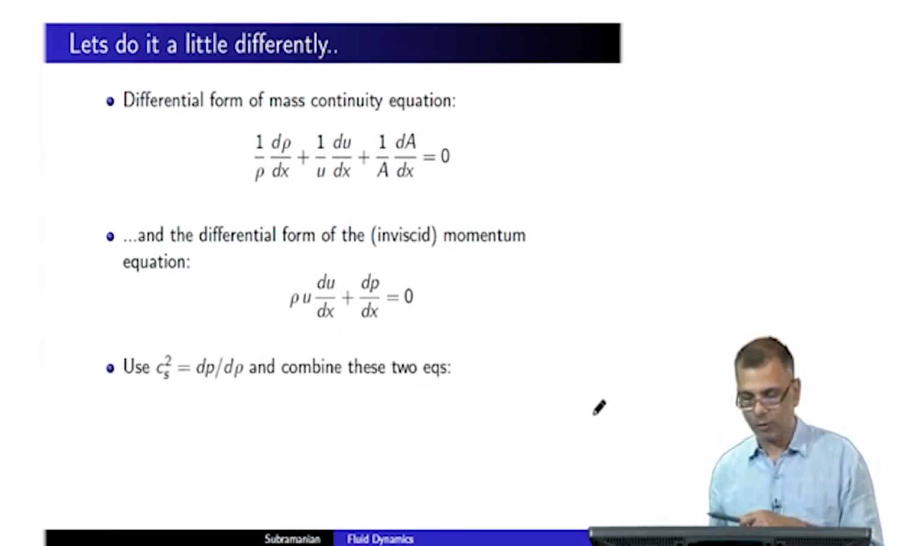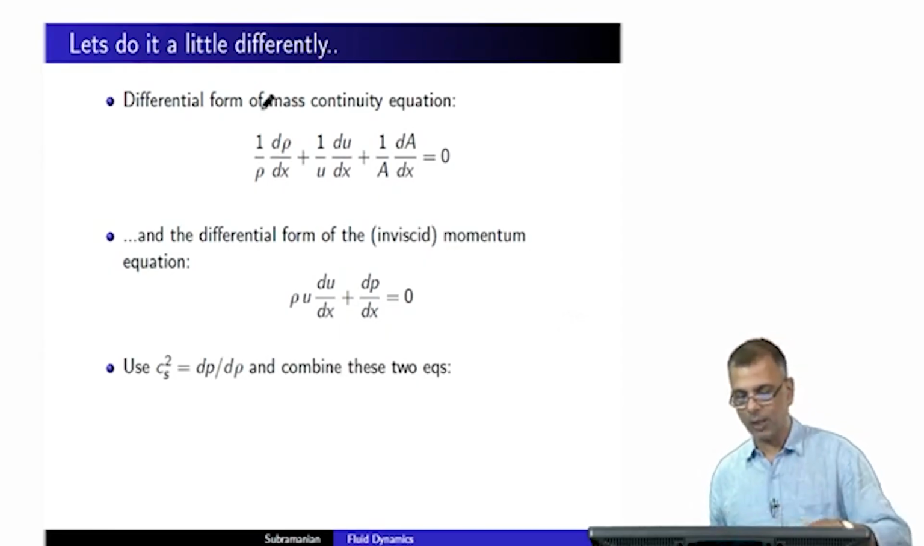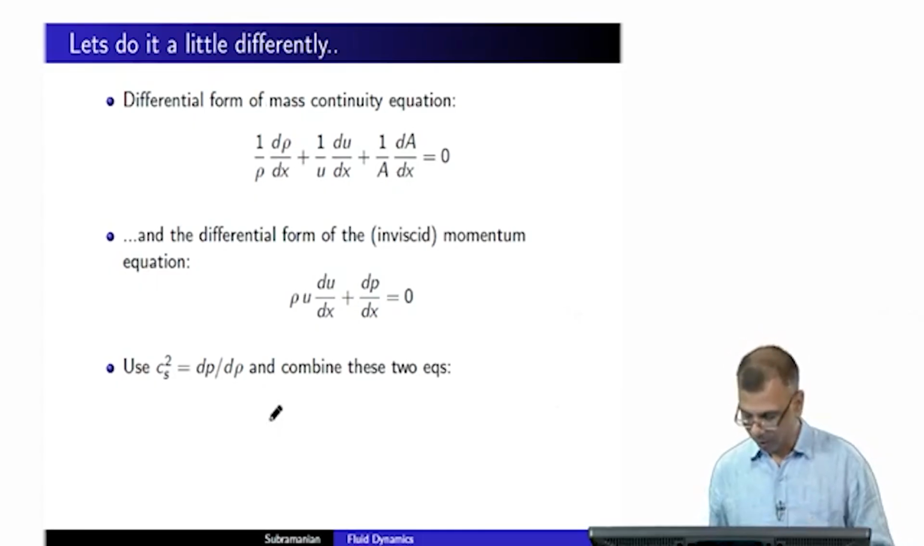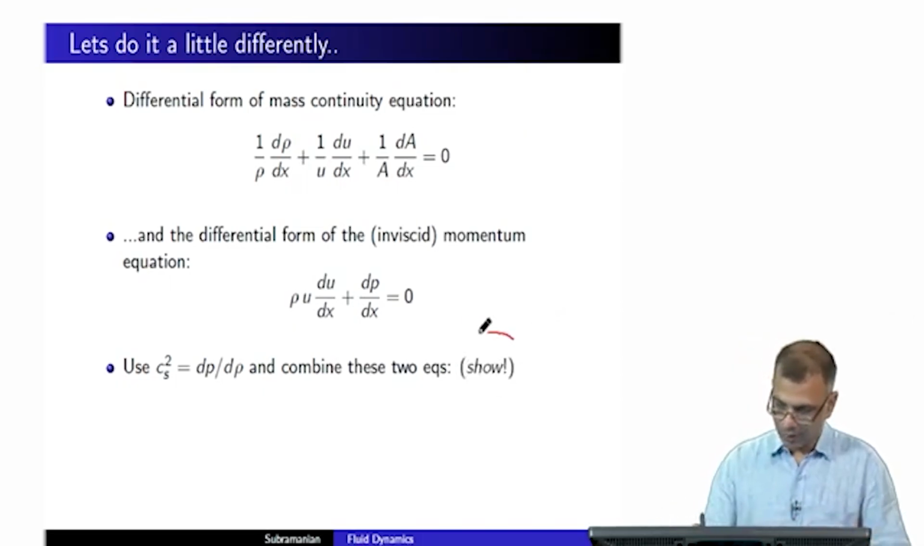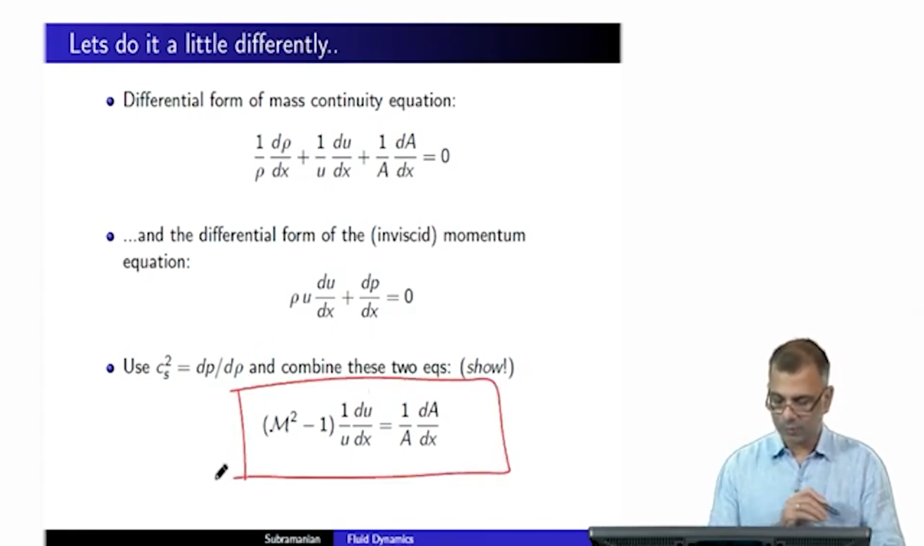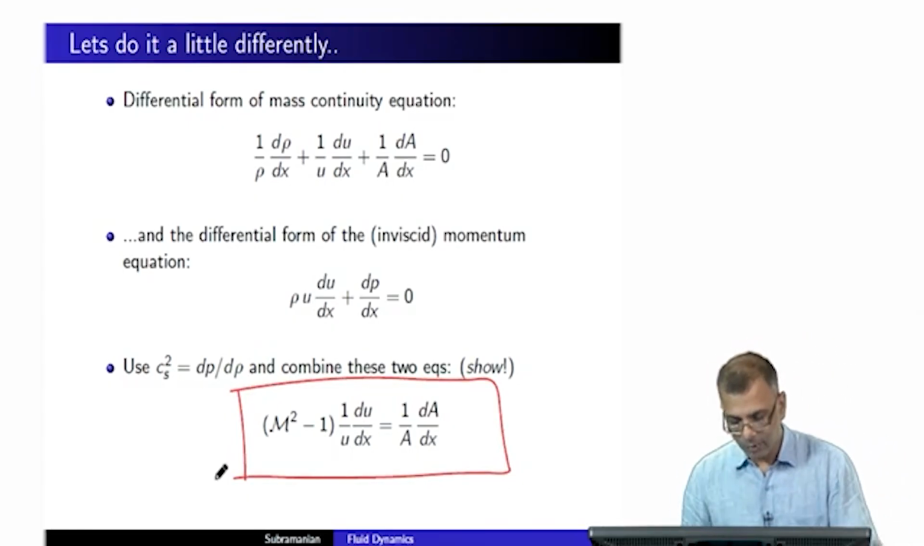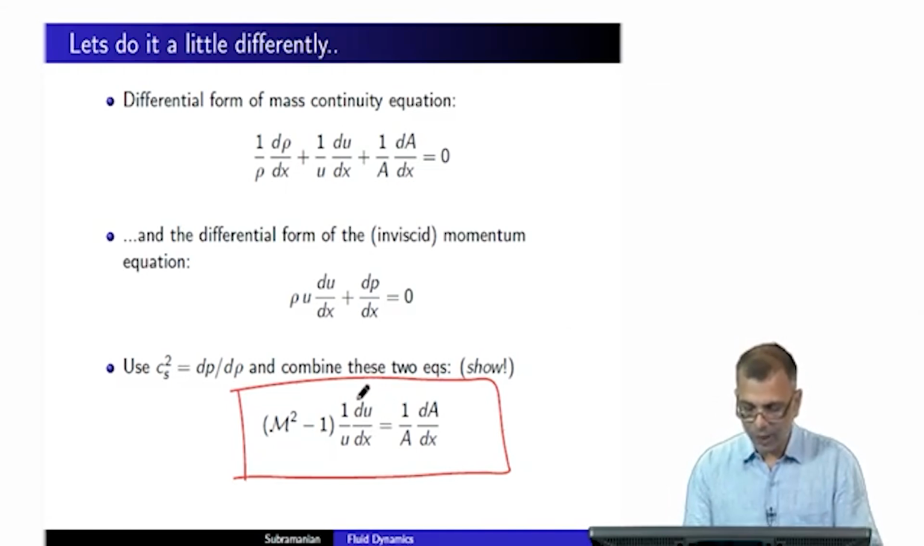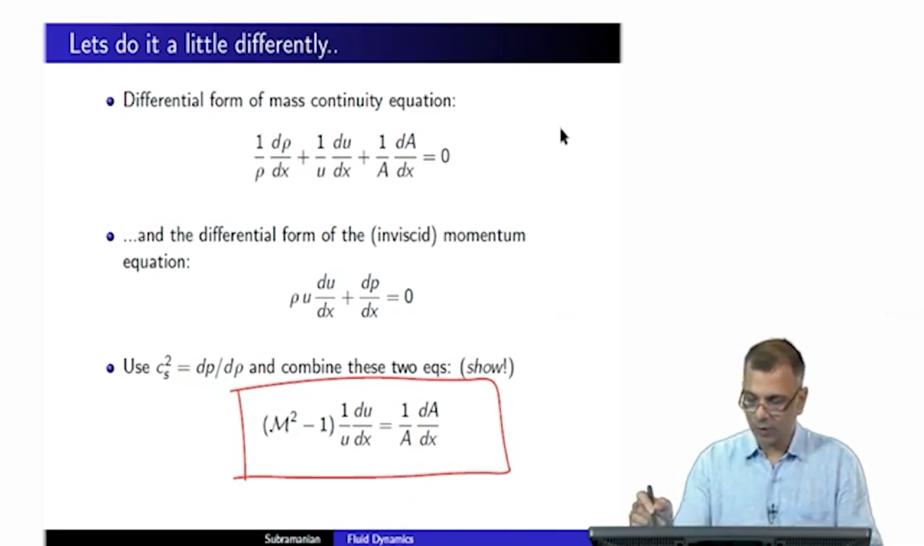So that's the differential form of the inviscid momentum equation. We combine these two using the familiar sound speed. Again, I strongly urge you to show the following result. This is a very important result. So this would be the way the velocity changes, and this would be the way the area of the tube changes. So dA dx: consider a converging channel like this.